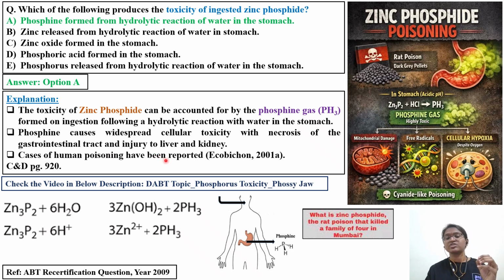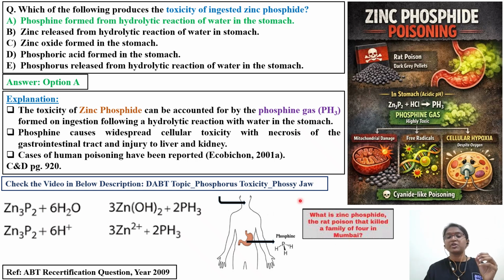Cases of human poisoning have been reported. You can go and check historically. There are numerous cases where people have accidentally consumed, or with suicidal intent have consumed, this rat poison, that is zinc phosphide. In a recent case study, a family of 4 members were killed because of the consumption of watermelon which was contaminated with this particular pesticide, zinc phosphide. You can go back and read about this news also.